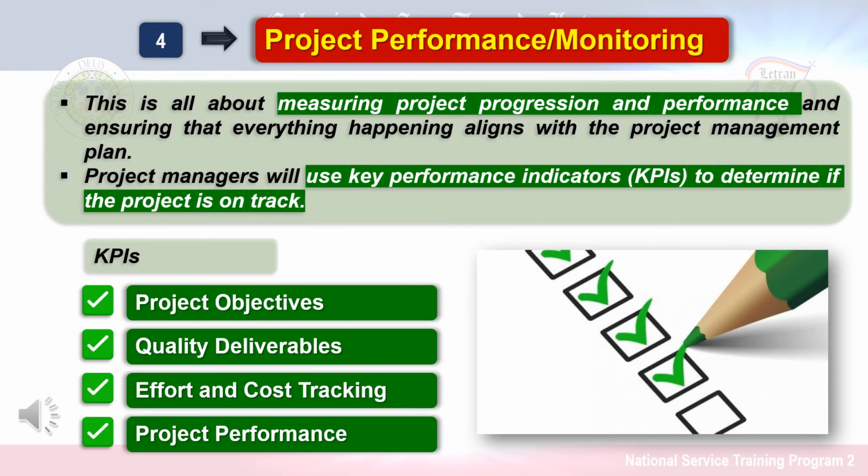Project performance monitoring. This is all about tracking project progress and performance, as well as ensuring that everything is going according to plan. Key performance indicators will be used by project managers to determine if the project is on schedule. It is usually done by choosing 2 to 5 of these KPIs to gauge project success. KPIs include project objectives, quality deliverables, effort and cost tracking, and project performance. Moreover, schedule and resource adjustments during this phase to keep the project on track are possible.